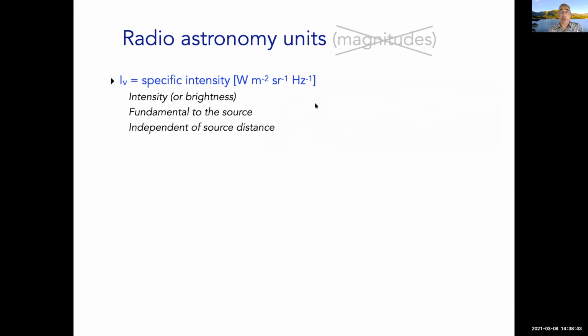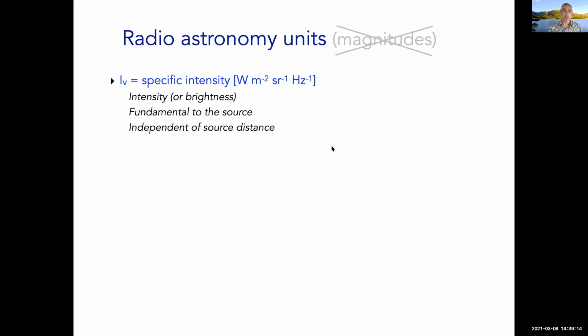You can think of it as a brightness of the source. It's independent of the way in which you measure it, in the sense that if you use a different telescope, you should be able to derive the same specific intensity as another telescope. As a brightness, it is independent of the source distance. So this is what we want to measure because it's fundamental to the source. It's telling us the physical properties of the source. Is it synchrotron radiation? What kind of molecule are we seeing? And so on and so forth.